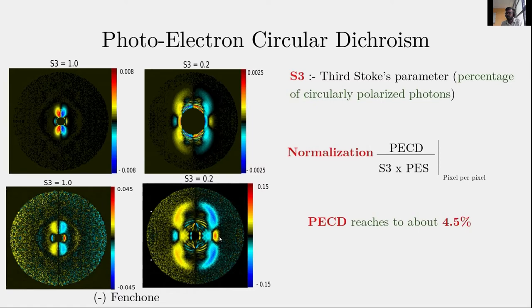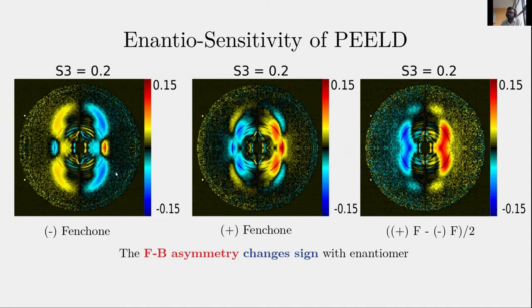Now, what is the enantiosensitivity of the PECD? In order to verify that our experiments are good, we need to take the plus function and the minus function, the two handedness molecules, that is the left-handed molecule and the right-handed molecule, and see if the forward-backward asymmetry changes sign, because this is an important property of PECD. So we do this. It does change sign, as you can see. Then, in order to remove the artifacts further, we can subtract the plus function from the minus function and normalize correspondingly. And we get a clean, artifact-less image.